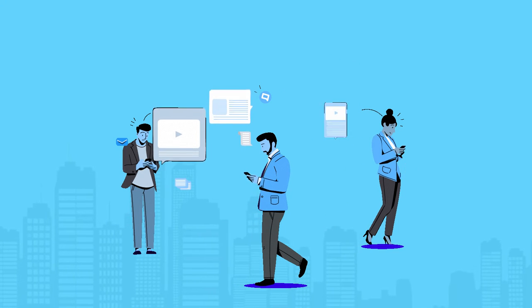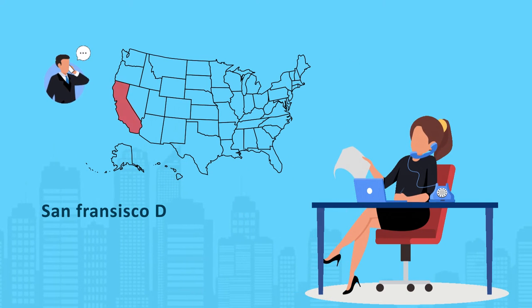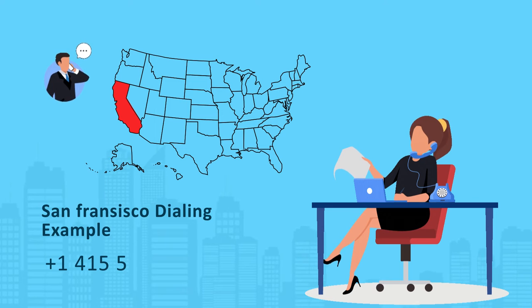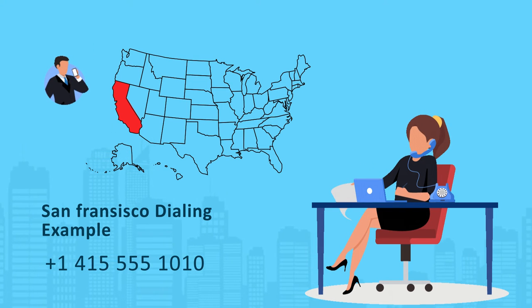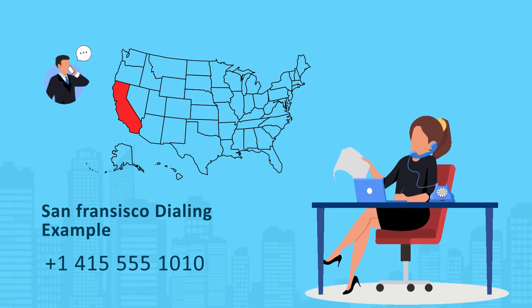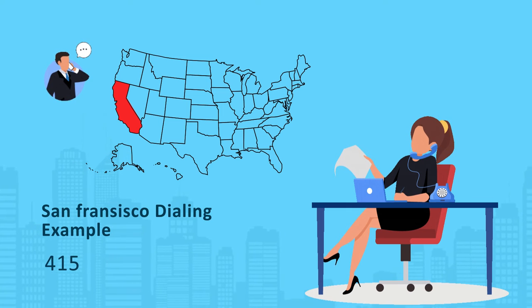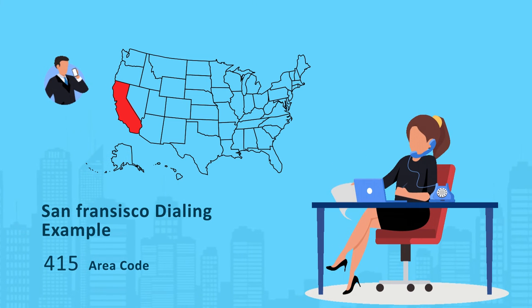If you need to contact someone in San Francisco from outside the U.S., you would dial +1 41555511010, where 415 is the area code for San Francisco.